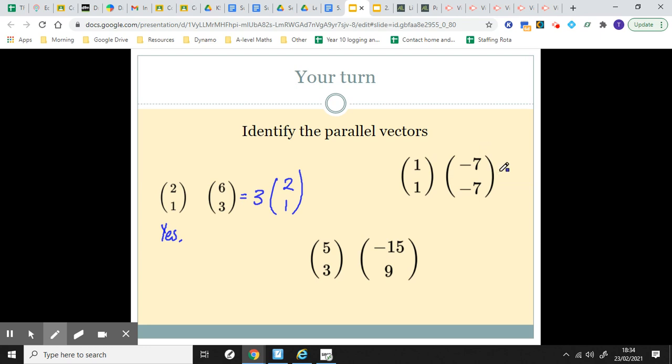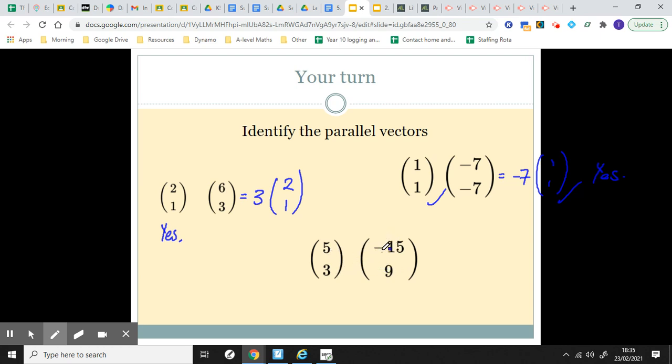1, 1 and negative 7, negative 7. Well, I could rewrite that as negative 7 lots of 1, 1. They're both negative, yes, but I can do that by multiplying by negative 7 both times. Yes, they are parallel.